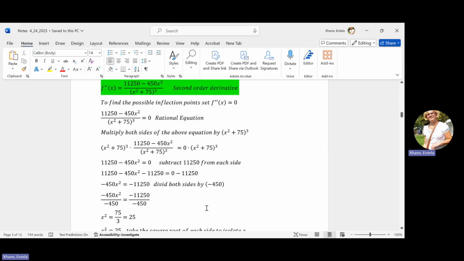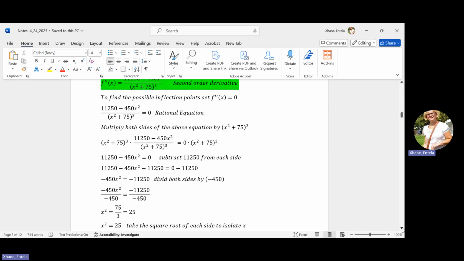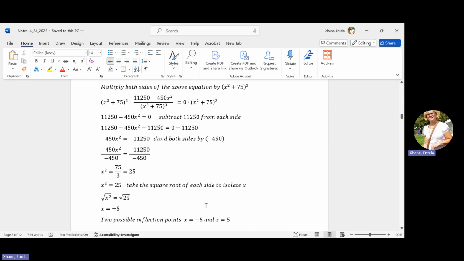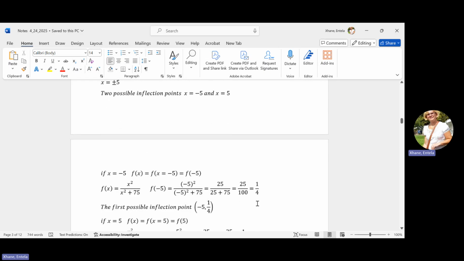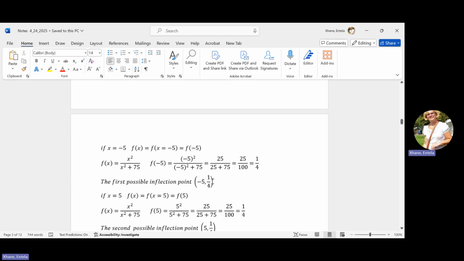So I get x squared equals 75 over 3. 75 over 3 is 25. x squared is 25, which means the square root is plus and minus 5. So there are two possible inflection points, x equals -5 and x equals 5. If they're plugged into the equation, you get the outcome 1/4 for both of them. But again, you still have to create a table in order to decide if they are indeed inflection points. And that's something that you have to do on your own.